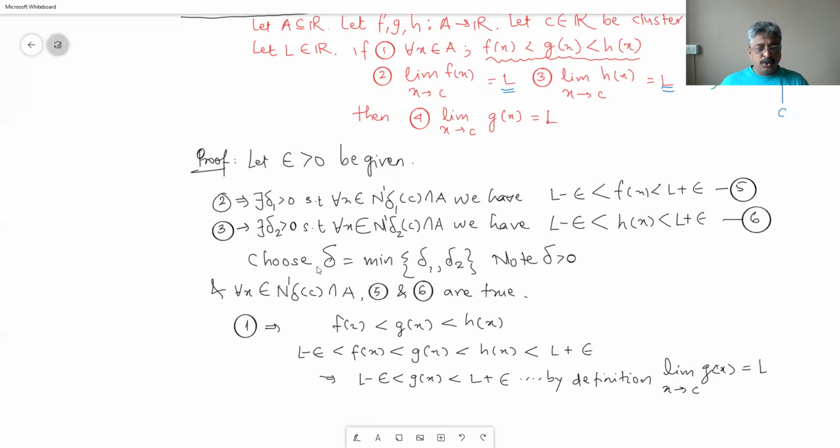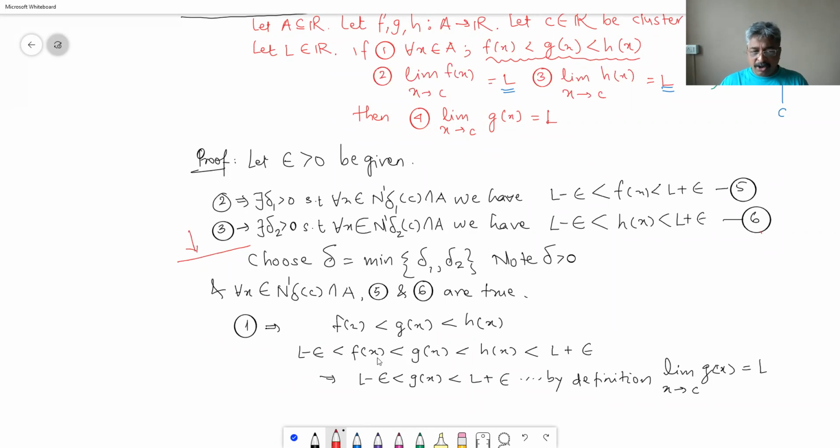From this point onward, choose delta, minimum of delta 1 comma delta 2. From this point onwards, what we are trying to do is satisfy the definition. So, definition of limit, very important. It is if and only if. Because this definition is given, we got statements number 5 and 6. So we use the definition in one direction, 5 and 6. And after choose delta, we are using the definition of limit in the other direction.